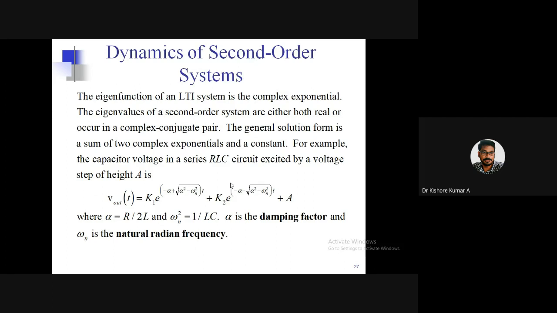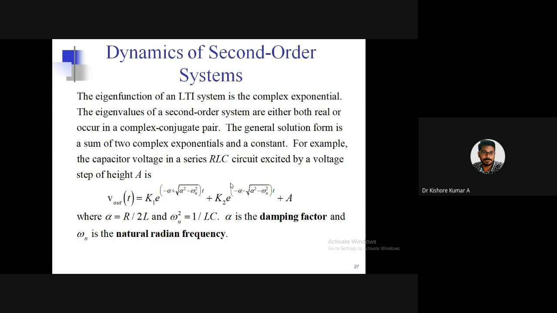And dynamics of second order systems. These are the equations, very important for second order systems. We need to go for calculating the eigenfunction of a linear time invariant system, which is of complex exponential form. The eigenvalues of second order systems are either real or can be represented as a complex conjugate pair. The general solution is the sum of two complex exponentials along with a constant.